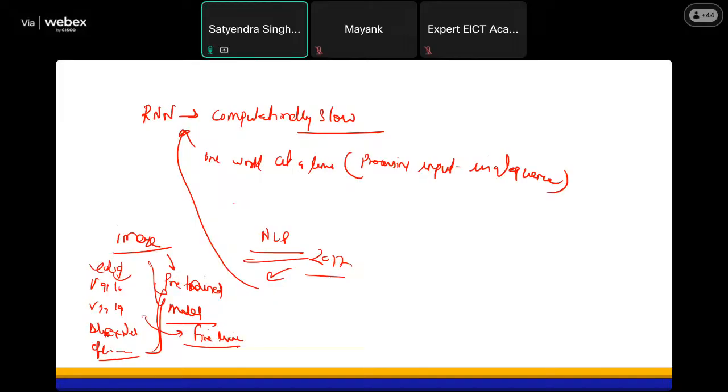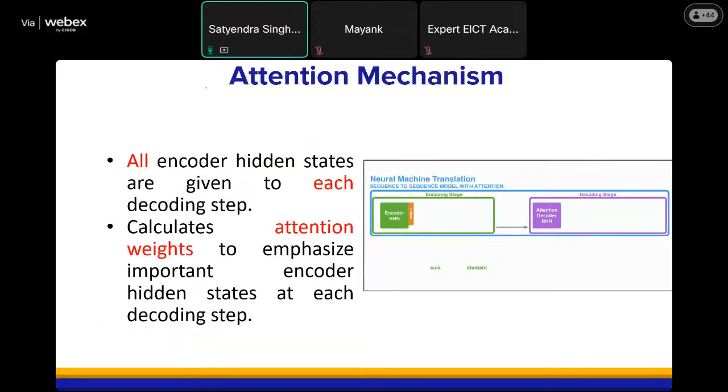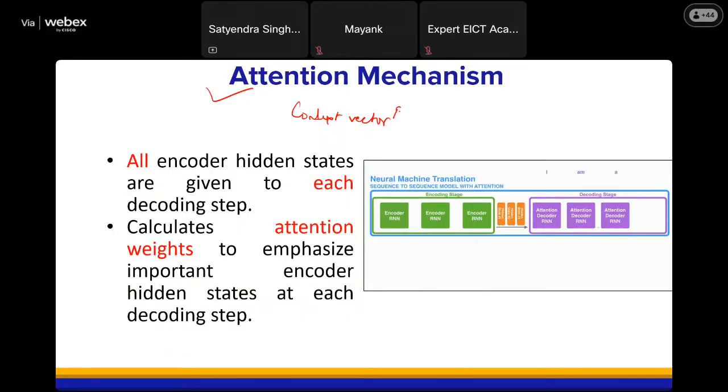So researchers have proposed different architectures. In 2016, I think, they came up with the sequence to sequence model with attention mechanism. So the attention mechanism was first introduced, which solves the problem of vector bottleneck. So that solves the context vector bottleneck.